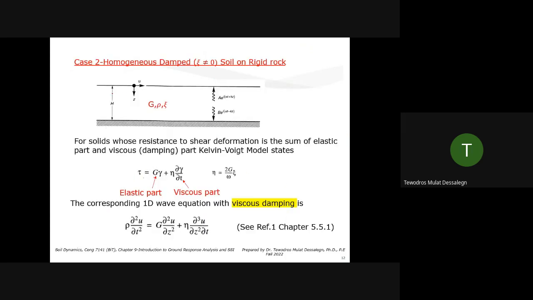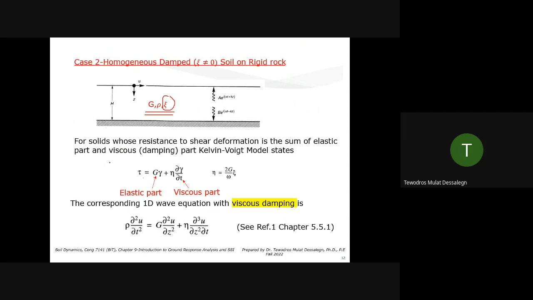So case 2: homogeneous damped soil on rigid bedrock. Now we are improving it a little bit. We are saying our soil now has damping. In the first case, we didn't have damping in the soil. Now we introduce damping, but still we are assuming constant parameters. That's how transfer function works.